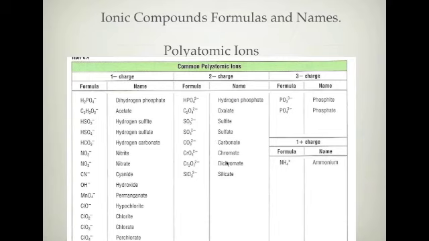Dichromate comes up a fair bit next year, and that's Cr2O7 2 negative. It's probably the biggest ion you're going to deal with actually, is dichromate. And that comes up a lot next year in year 12. So try and remember that ion as well.